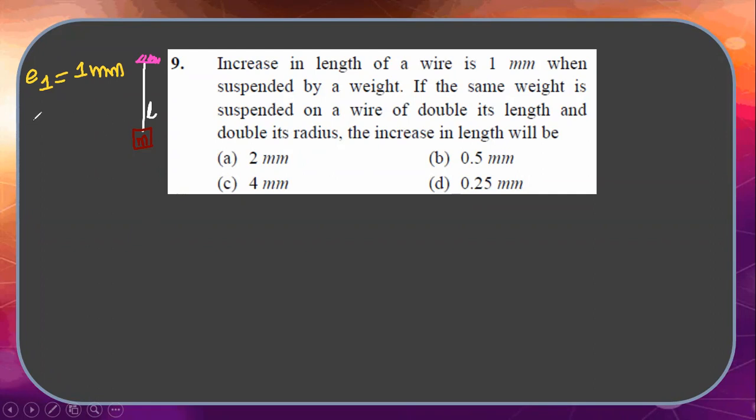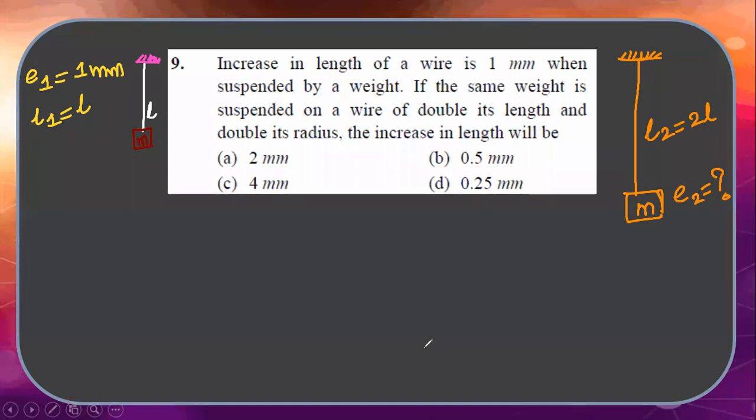Then L1 is equal to L. For the other wire, the same weight is suspended on a wire of double its length. For this, the same mass is attached. So L2 is equal to 2 times the initial length. What is the elongation E2 they have asked?